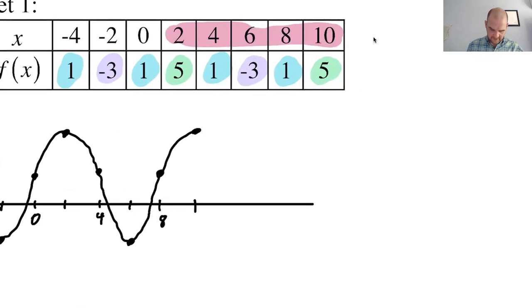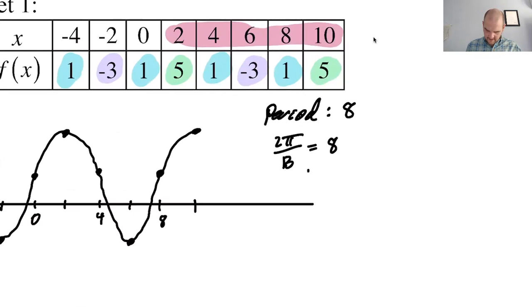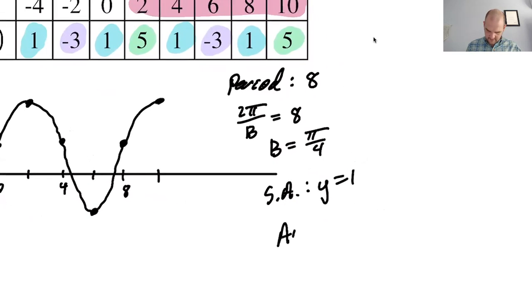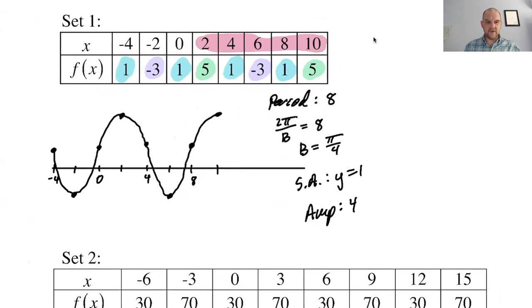Let's collect our info, right? So the period we think is 8, which means that 2 pi over b is equal to 8. So b is pi over 4. We think the sinusoidal axis is 1. We think the amplitude, because you can go up 4 or down 4, is 4. We don't know if it's positive or negative, so that's the absolute value of A. And then we have a bunch of starting points.